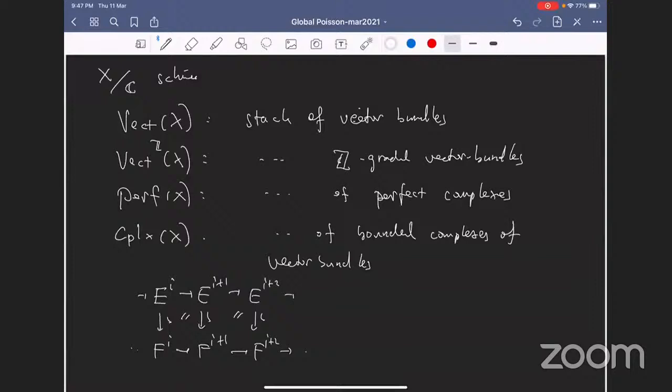Okay, so it is fairly easy to see that except the third one, all are one stacks, but this one is a higher stack. Which means the automorphisms do not form a group in general. Okay, so these are the basic notation. So now I'm ready to state the first result.